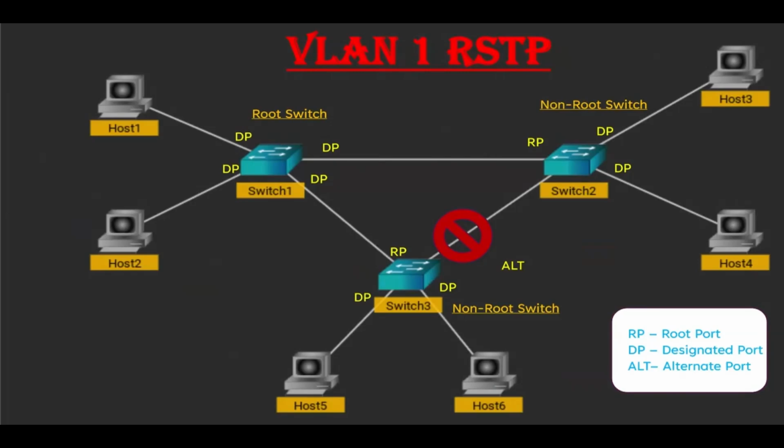The Rapid PVST+ protocol creates two separate paths for both the VLANs. VLAN 1 has a different root switch and VLAN 2 has a different root switch. And DPs and RPs differ in both the topologies. Here switch 1 is the root switch. Let's look at the VLAN 2 path. Here switch 2 is the root switch and switch 3's alternate and root ports changed.